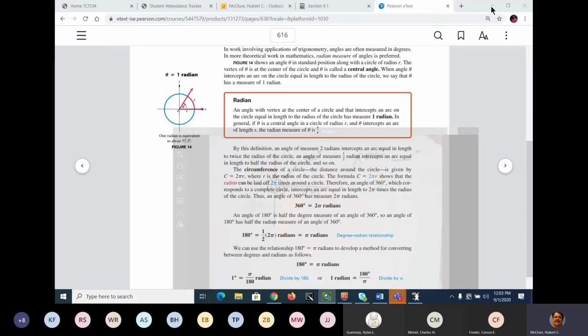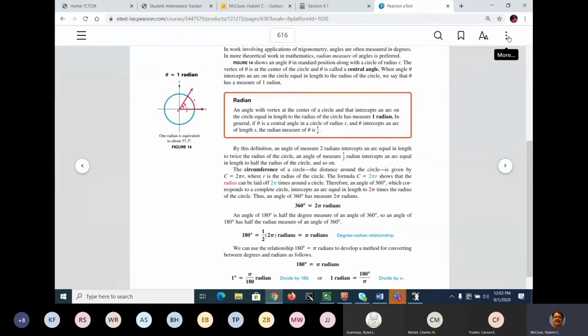Radian, write this down. You don't have to write down every word, but an angle with a vertex at the center of a circle that intercepts an arc on the circle equal to the radius is 1 radian. So this is equal to this distance. All 3 of these distances are the same. I'm going to rewrite it on the board over here.